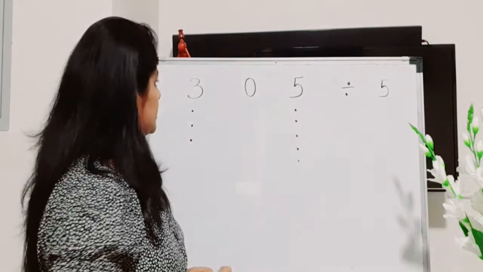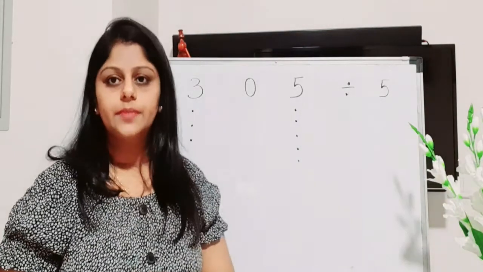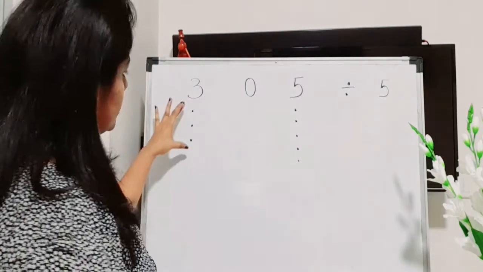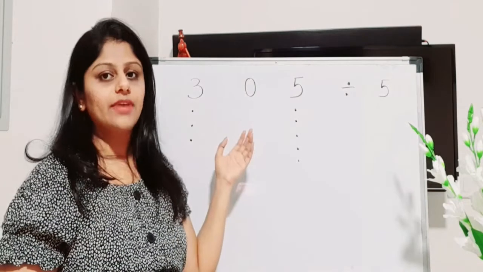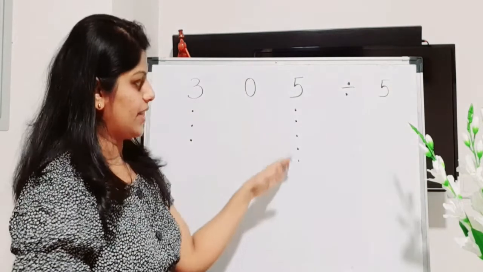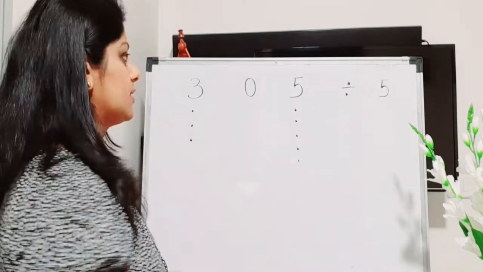Now the next question is 305 divided by 5. So for 3 we have to draw 3 dots. 0, it doesn't have any value, so no dots. And for 5 we have to draw 5 dots. Now how to group it?